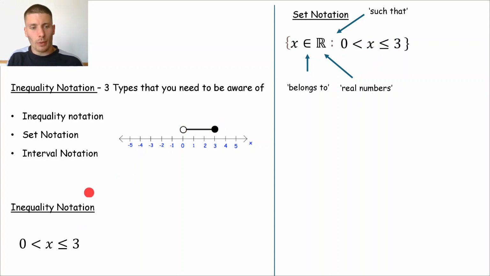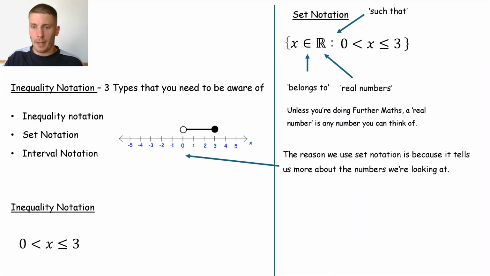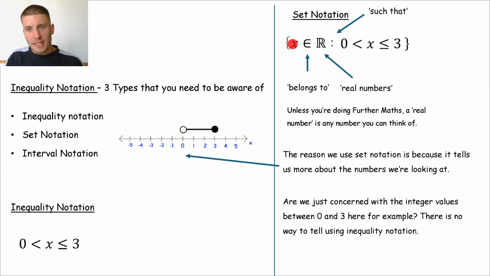But why is this better than inequality notation? The reason is that this is more detailed, because it is telling us we are concerned with all of the numbers we can think of, so things like 1.237 or 2.99999, all of those numbers between 0 and 3. The issue with inequality notation is, are we concerned with just the integer values, so 1, 2, or 3? Are we not? We don't know. But with set notation, it is telling us we're looking at all of the numbers you can possibly think of between 0, bigger than 0, and less than or equal to 3. So it's just a more detailed way of writing inequality notation.